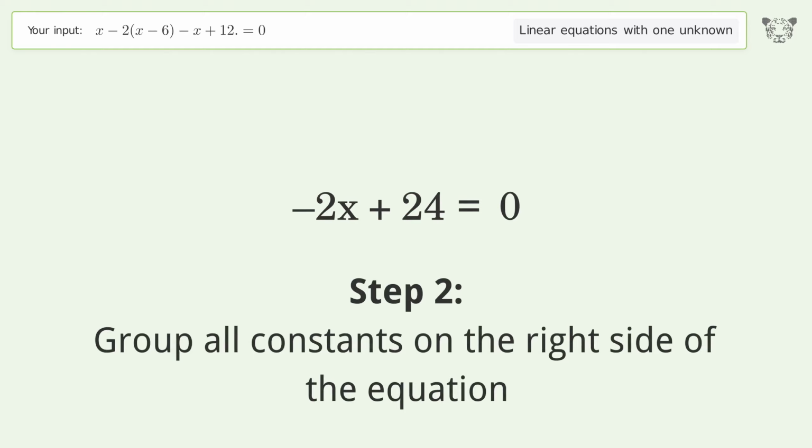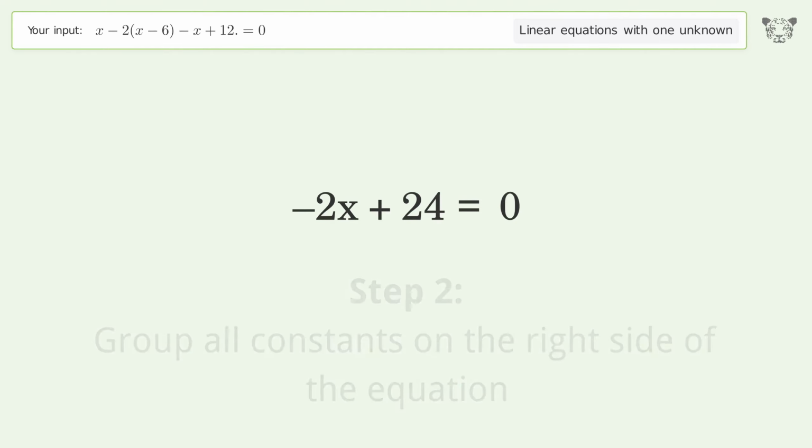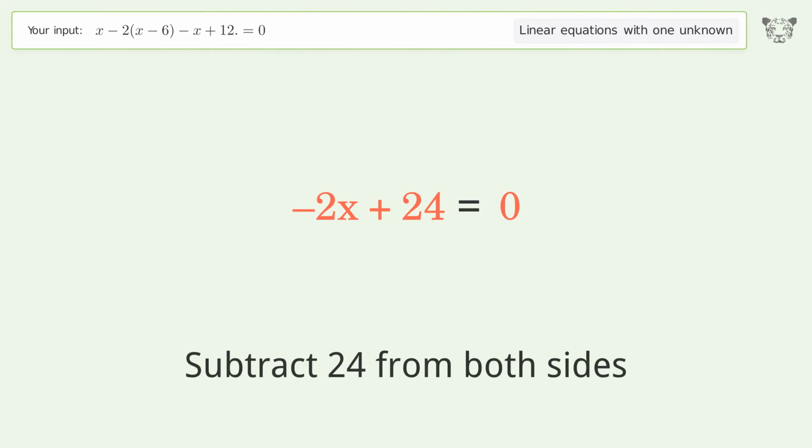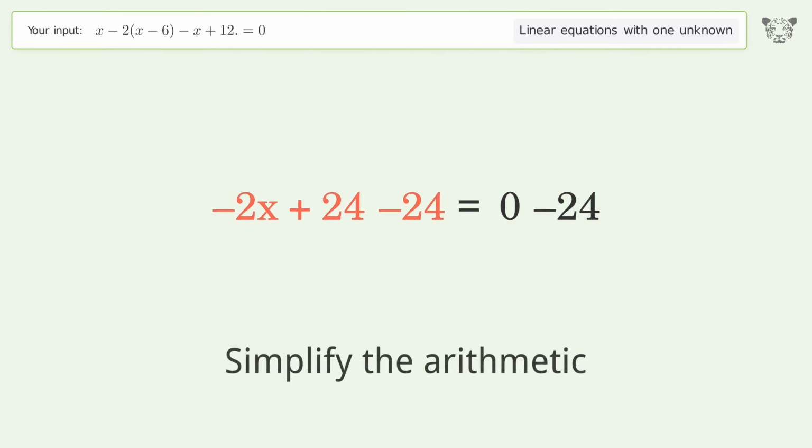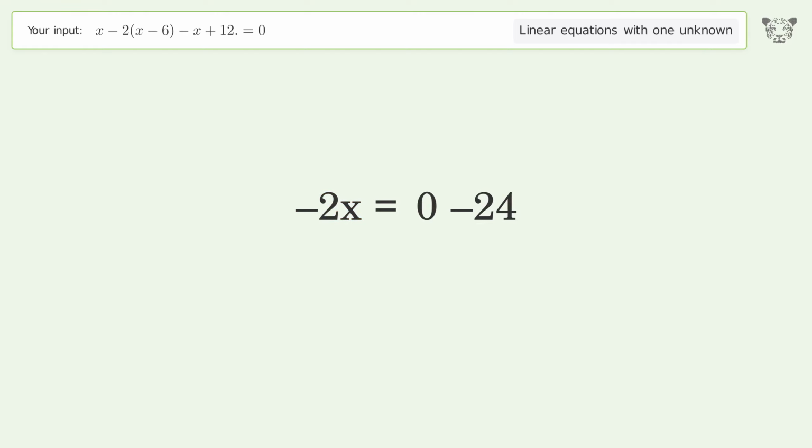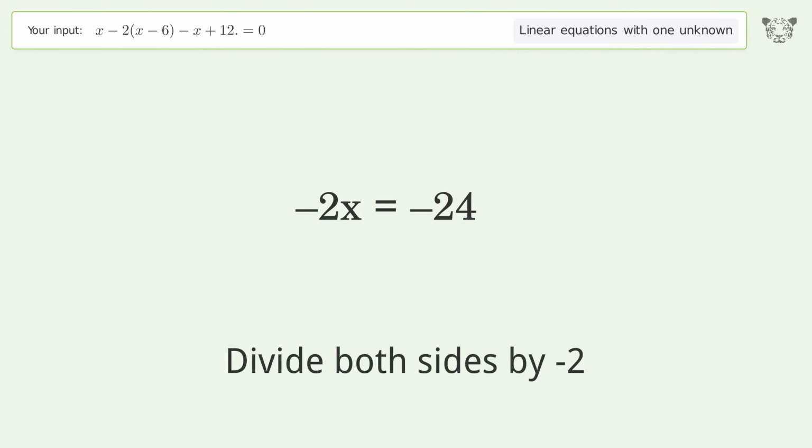Group all constants on the right side of the equation. Subtract 24 from both sides. Simplify the arithmetic. Isolate the x. Divide both sides by -2.